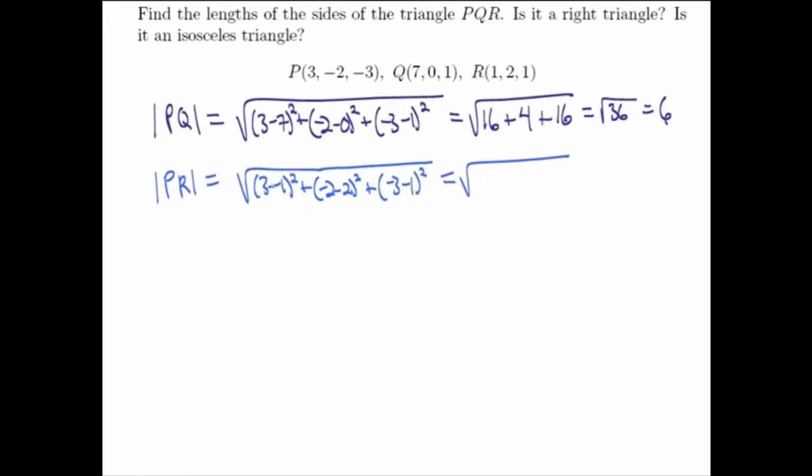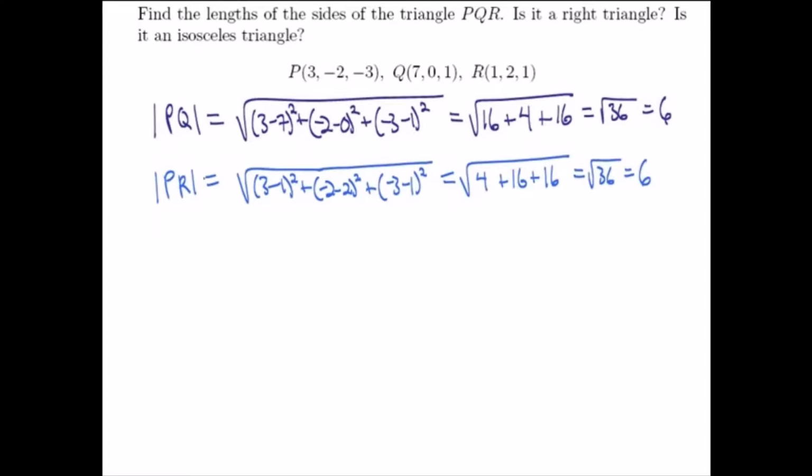So we have 3 minus 1 is 2, 2 squared is 4. Negative 2 minus 2 is, let's see, that is negative 4, and negative 4 squared, of course, is 16. And negative 3 minus 1 is negative 4. Negative 4 squared is also 16. And so we have, again, the square root of 36, or 6. So PQ and PR are sides of the triangle that have the same length.